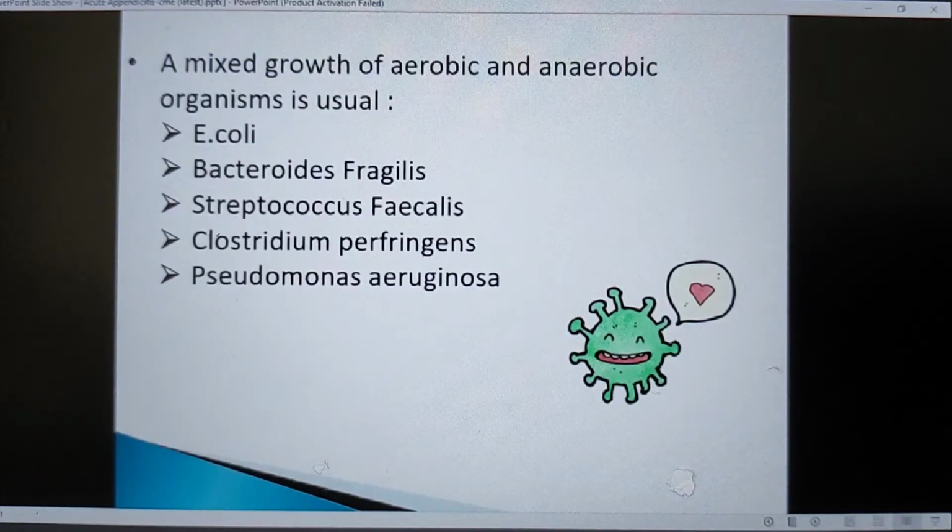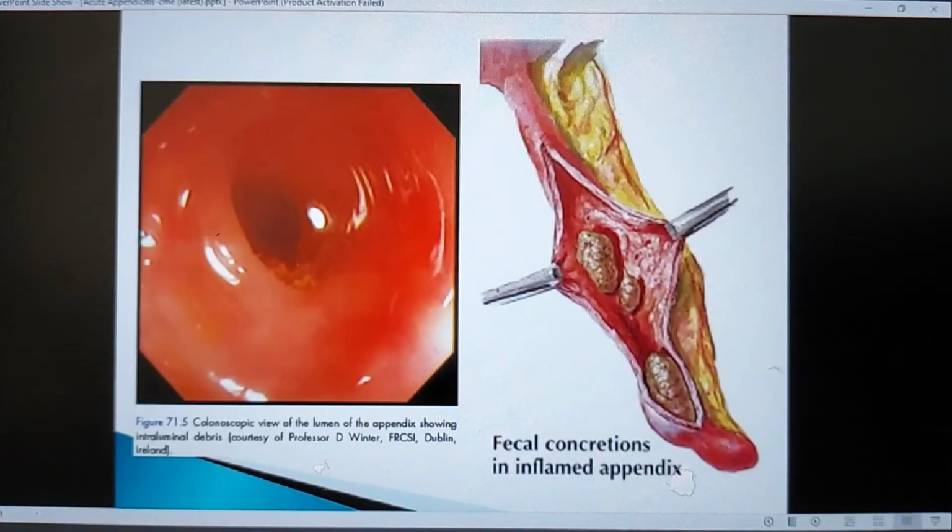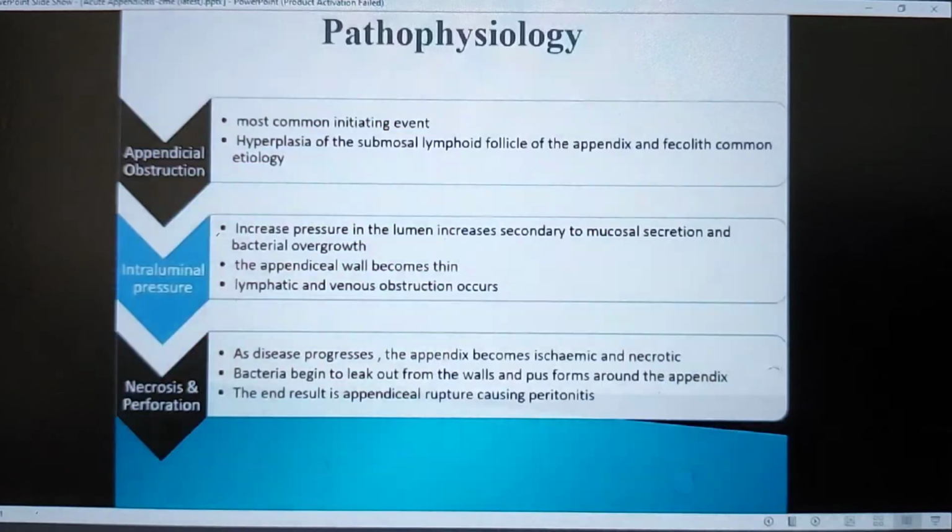A mixed growth of aerobic and anaerobic organisms is usually present, such as E. coli, Bacteroides fragilis, Strep faecalis, Clostridium perfringens, or Pseudomonas aeruginosa. This is a colonoscopic view of the lumen of the appendix showing intraluminal debris, whereas the one on the right side shows the fecal concretions that we may see in the inflamed appendix specimen.